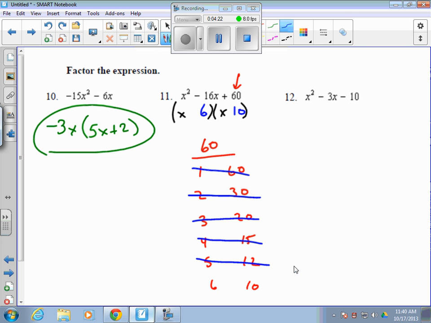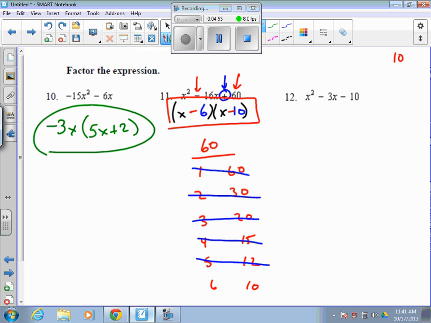So now we have to figure out, what do we put in them for signs, plus or minus? The sign before your C, or this version here, plus, tells you that they're both going to be the same sign. They're either going to both be minus or they're both going to be plus. Once you know they're the same, then you look to the sign in front of your B term, the negative. That tells you they're both the same and they're both negative. So factored out, x minus 10 times x minus 6. Do the same thing with number 12.